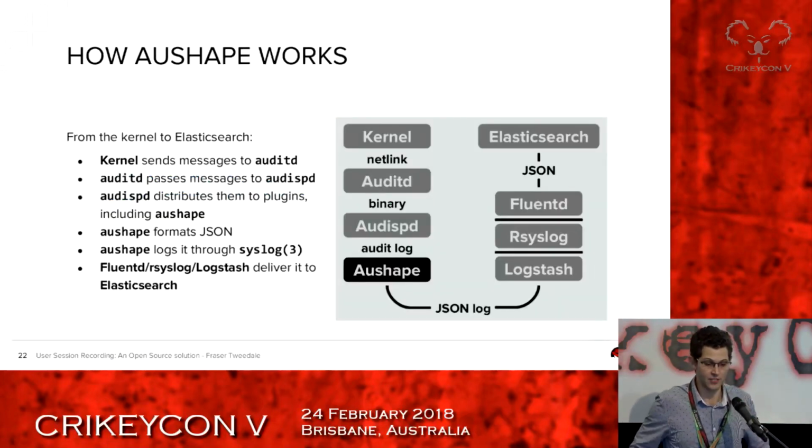So the kernel sends messages to auditd, auditd passes the messages to AuDispD, and then AuDispD distributes them to plugins. ORShape is one of these plugins. So it reads the message, formats the JSON according to the schema, and then logs it through syslog, and from there your standard log forwarder will send it off to Elasticsearch.